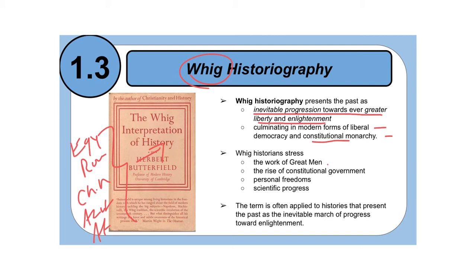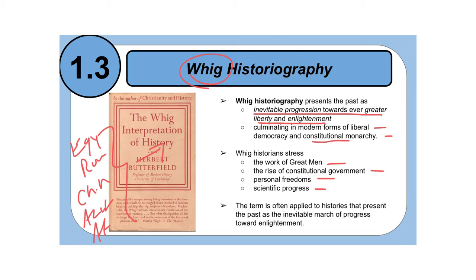They stress the works of great men. They often talk about great world leaders. Sometimes those could be women, things like Queen Elizabeth I. She was the Virgin Queen, and she helped usher in the early ages of the British Empire. But it's the works of great men mostly, and great people. It's the rise of the constitutional movement, gaining greater personal freedoms, and ever increasing scientific progress. So advances made in medicine and scientific research, all of that type of stuff is Whig historiography.